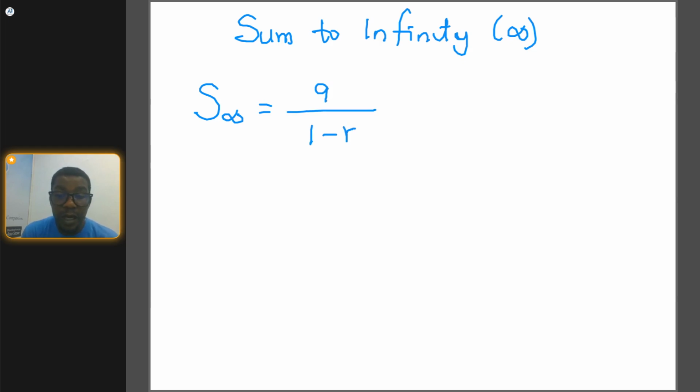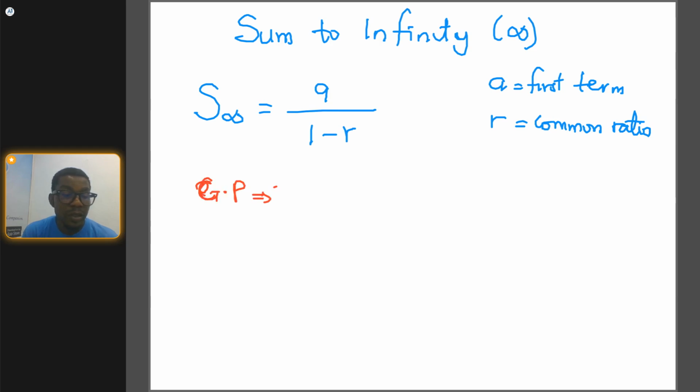So we have just one formula for the sum to infinity, where a is the first term and r is the common ratio. So now let's take a question on that. Given this GP, we have 4, 2, 1, and so on, and we are asked to find the sum to infinity.